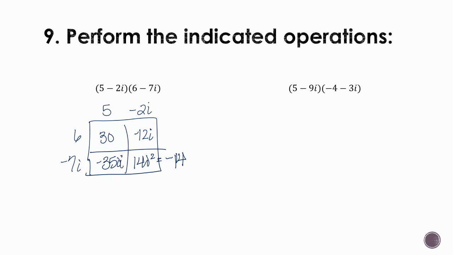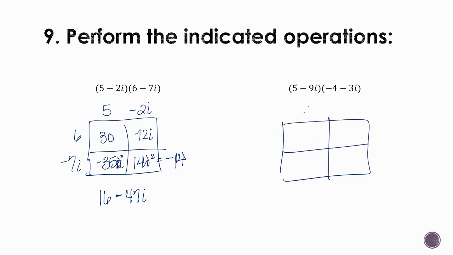This is an i, by the way, not a 350. So first I'm going to add 30 plus negative 14, which is 16. And then I'm going to add negative 35i minus 12i is negative 47i. So once I'm done multiplying, I just combine like terms and make sure you're writing it in order. So it's a plus bi. Your imaginary part should always come second. Your real part should always come first.